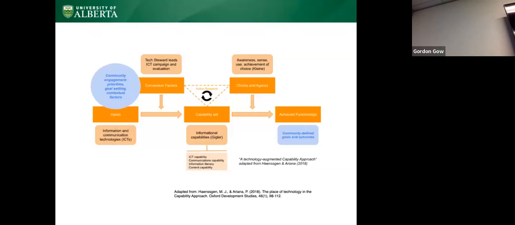And so the role of the steward in this model is really as a kind of conversion factor. The steward helps the community to activate this capability set, but the communities are trying to define their own goals, right? So the steward works at the beginning to assign priorities, set goals, helps them activate the capability set, and supports the achieved functionings. And we use the action research in there between the work of the steward, the capability set, and the choice of the agency that community members have.